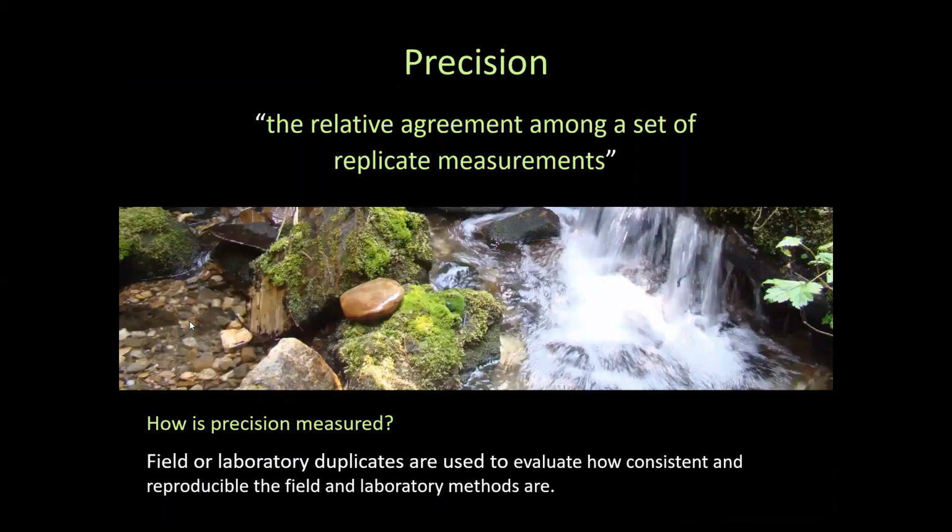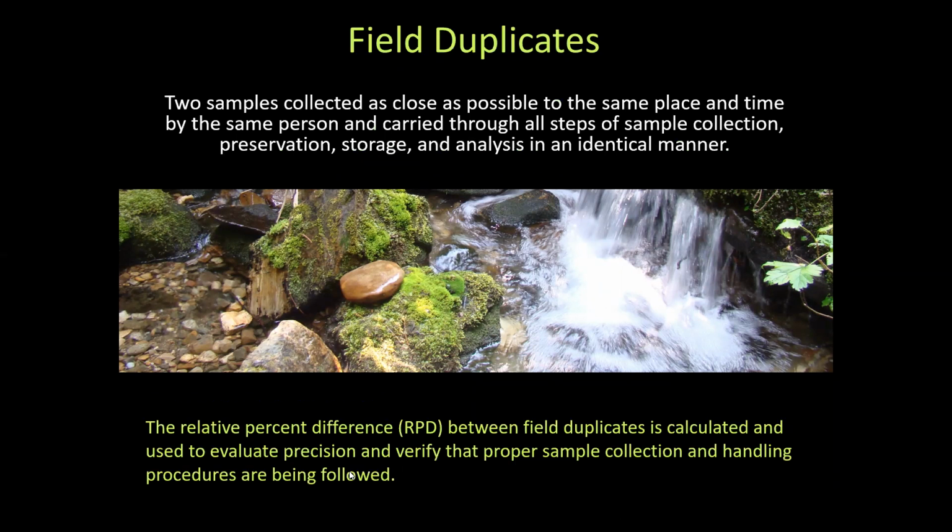So precision is the relative agreement among a set of replicate measurements. Precision is typically measured by field or laboratory duplicates. They're compared to one another to ensure that the protocols being followed are reproducible.